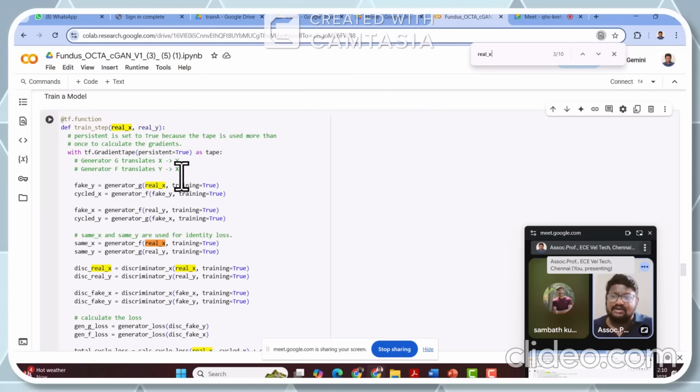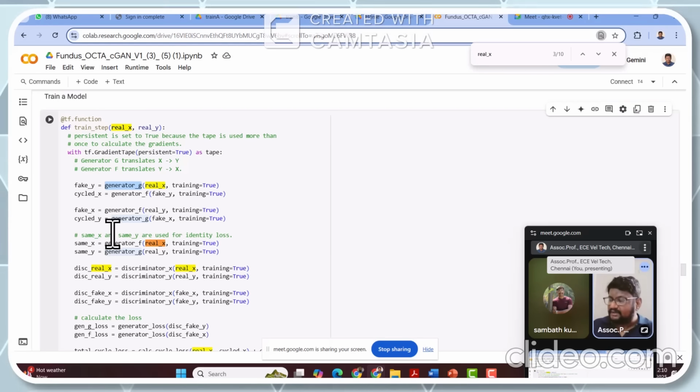As I have told in the previous explanation, generator_G is a U-Net, whereas discriminator_Y is a pix2pix GAN. So what is the output? That is called fake_y. Here fake is nothing but the synthesized OCTA image; I told you y corresponds to OCTA image. Similarly, further in the code we have discriminator real_y and discriminator fake_y. We have to skip certain lines.